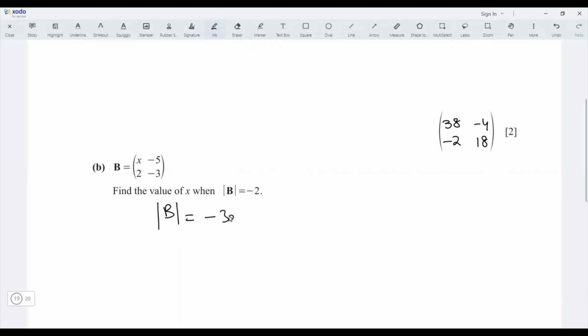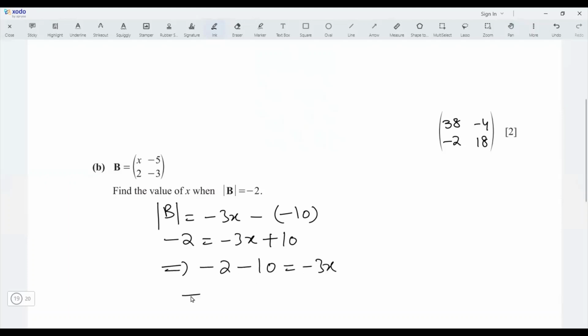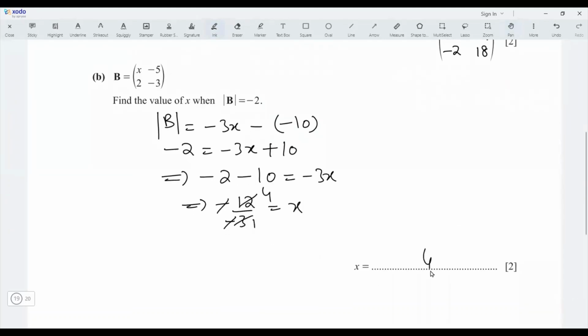So minus 3x, and there is a negative sign and its value is also negative. So it is minus 5 times 2, which is minus 10. There is a negative in the formula, so it becomes minus 10. You're putting the value of |B|, that is negative 2. So minus 3x, it becomes positive 10. So it is a linear equation in one variable. Then you find the value of x quite easily, bringing 10 onto the other side. So it is negative 12. So negative 12 over negative 3. What's the result? Negative divided by negative is positive, 3 goes into 12 four times. So the answer for x is 4.